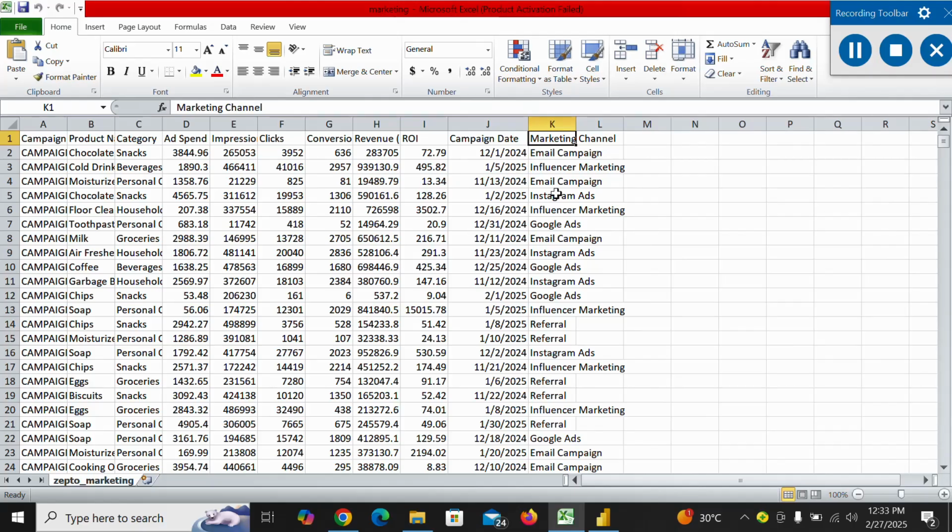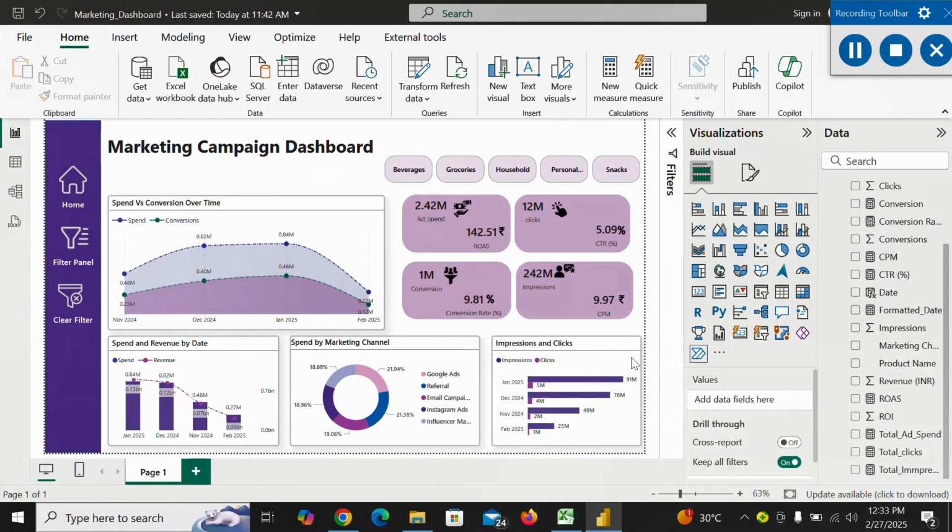Let me go to the Power BI Desktop application. On the right side of the dashboard, 8 KPIs are there. We will go one by one. This one is total ad spend. In this measure, we can see the total spend on advertisement across all the campaigns. Total ad spend is 2.42 million.